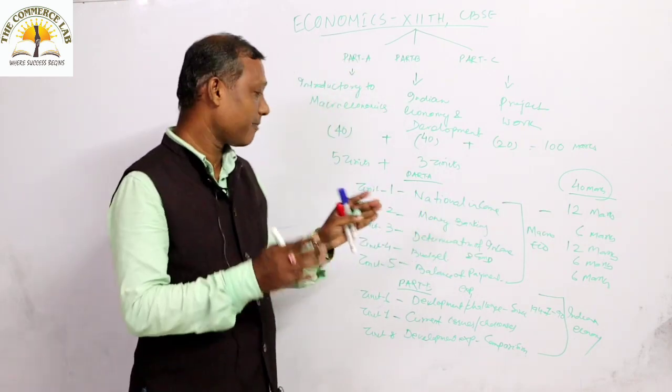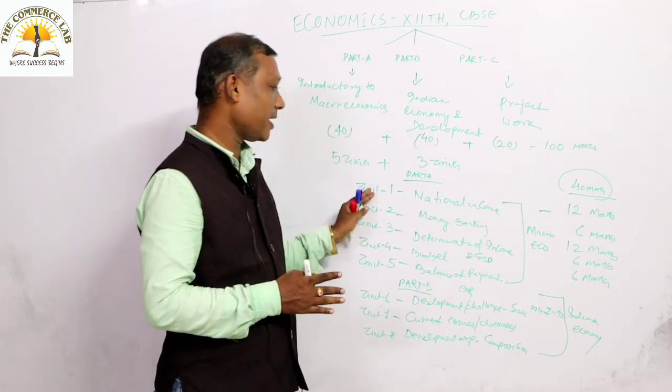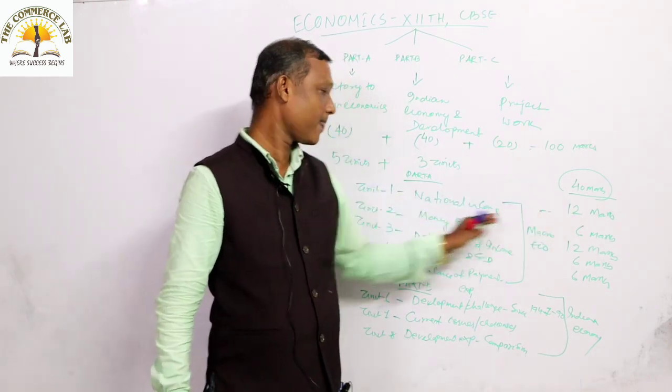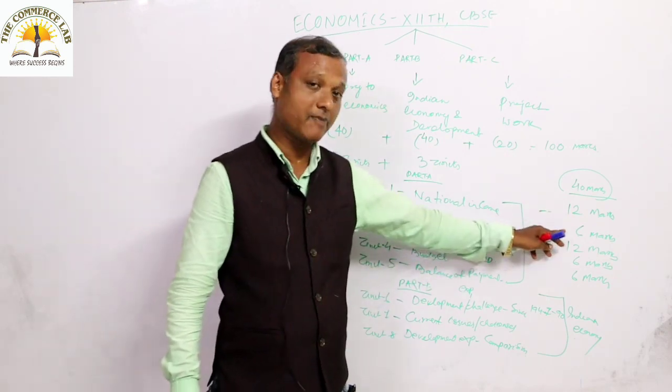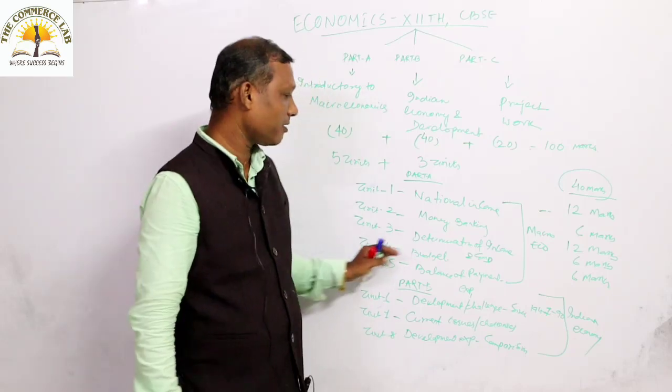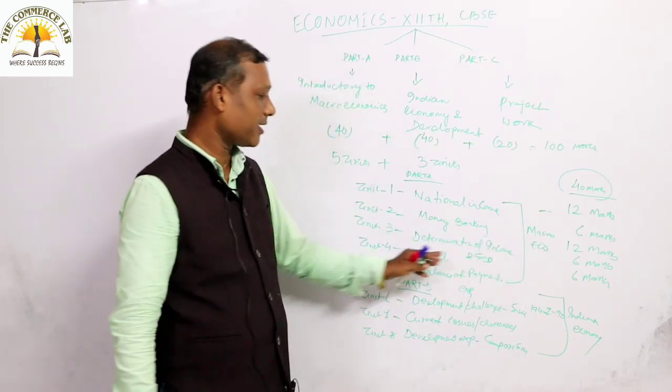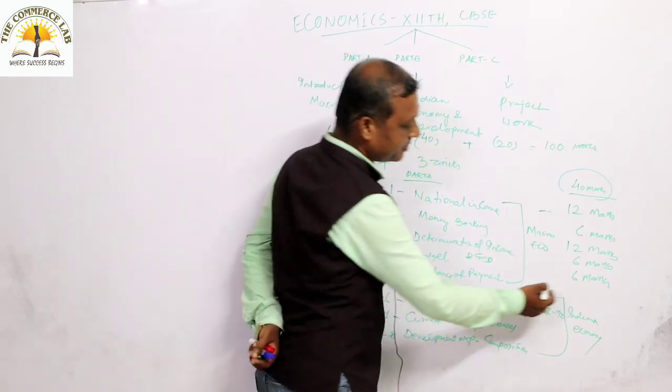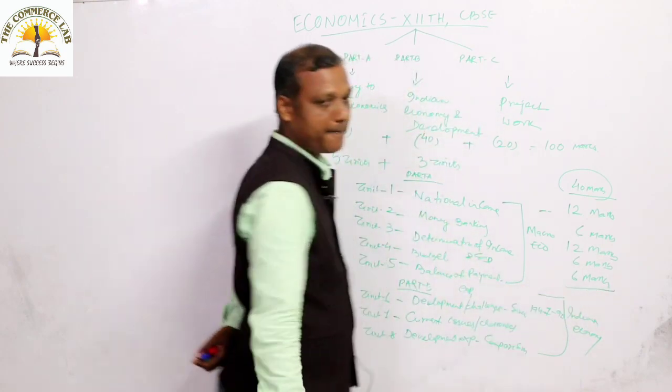Chapter wise I have given the presentation. Chapter 1 you will get 12 marks. From chapter 2 you are getting 6 marks. From unit 3 you are getting 12 marks. From unit 4 you are getting 6 marks. From unit 5 you are getting 6 marks. So altogether it is coming 40 marks total.